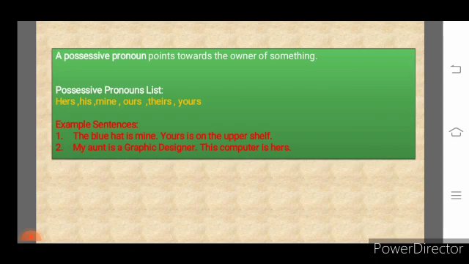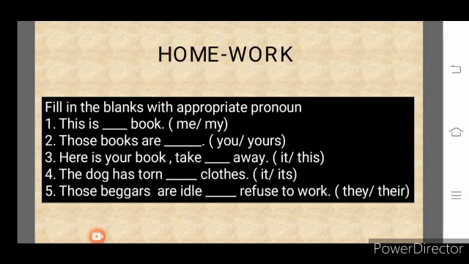Clear, students? Now students, this is homework for all of you which you have to do in your grammar notebook.